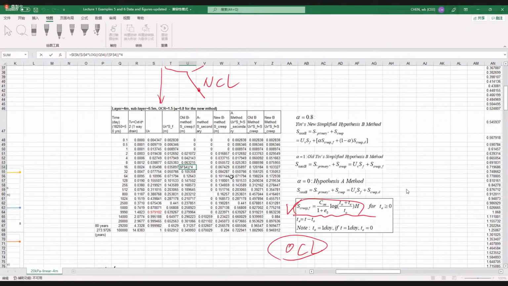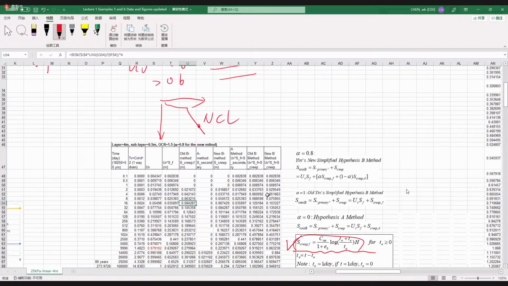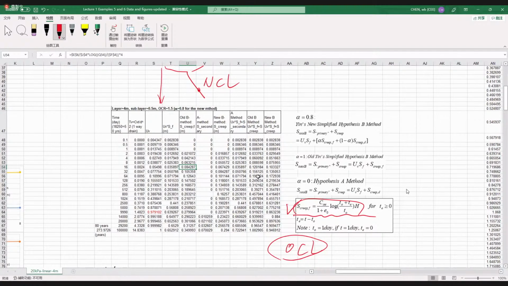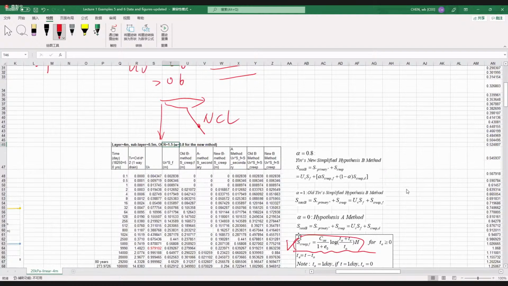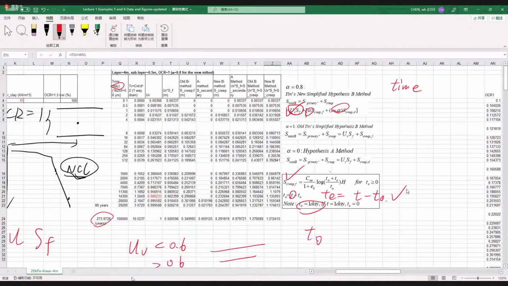So you can go through the Excel file by yourself. I have already uploaded the Excel file on Blackboard, okay? You can see very detailed information about the calculation procedure in this Excel file. So there is no big difference between these two conditions, because the final point is always on the NCL line, okay? The same equation is used. So this is example 6.